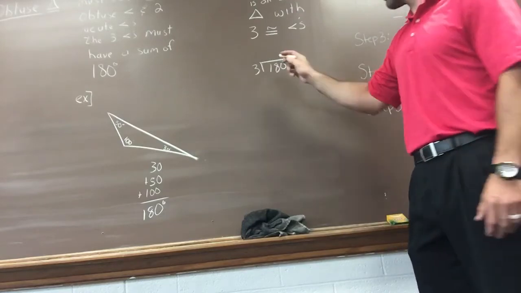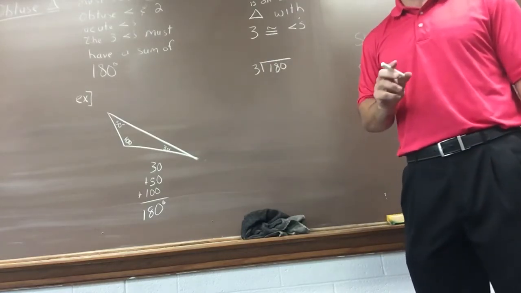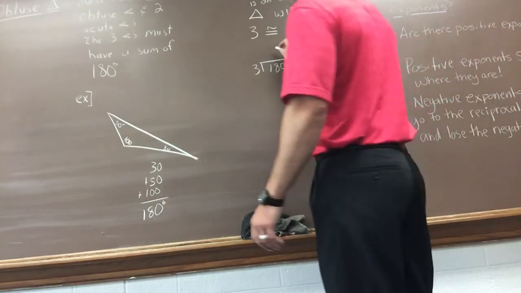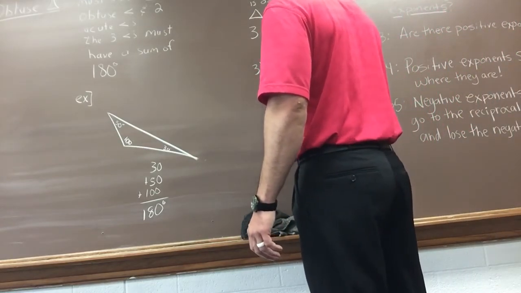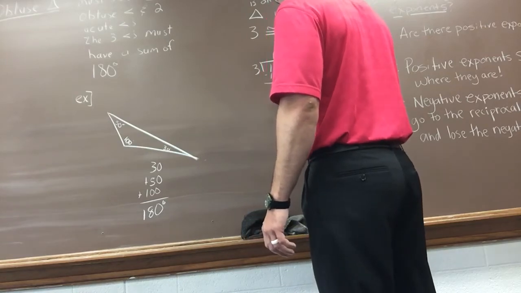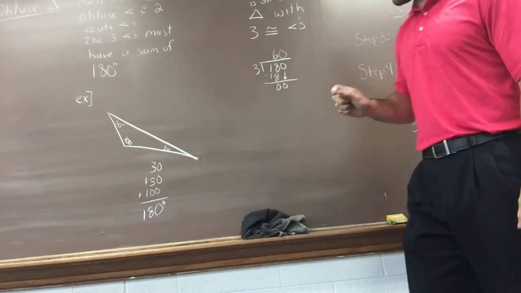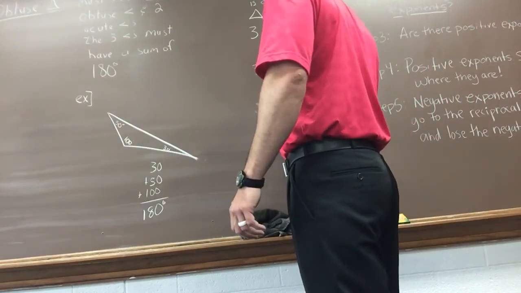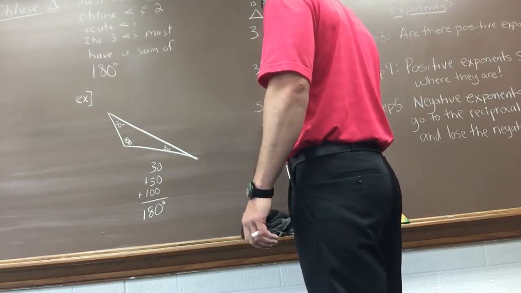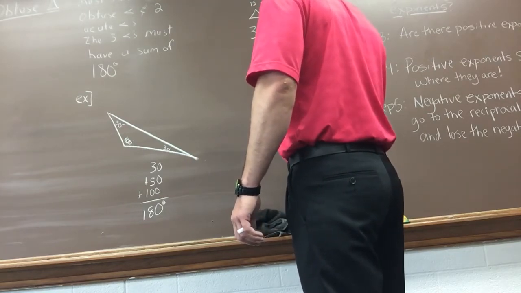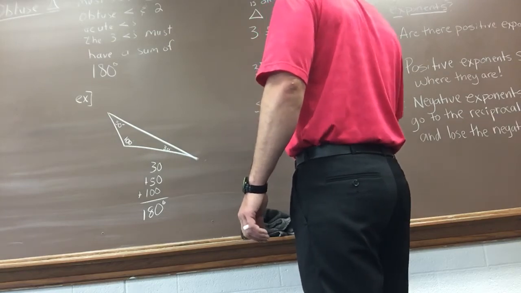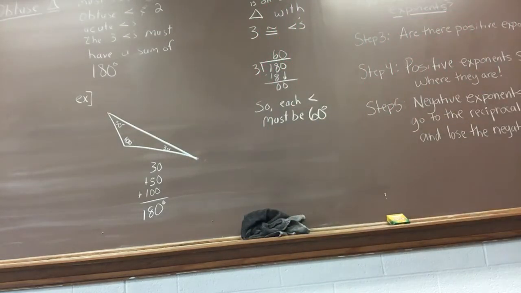3 can't go into 1, so we don't put anything there. 3 can go into 18. How many times? 6. 6 times 3 is 18. We subtract. We bring it down. Can 3 go into 0 any times? No. So each angle must be 60 degrees. So in an equal angular triangle, each angle must be 60 degrees.